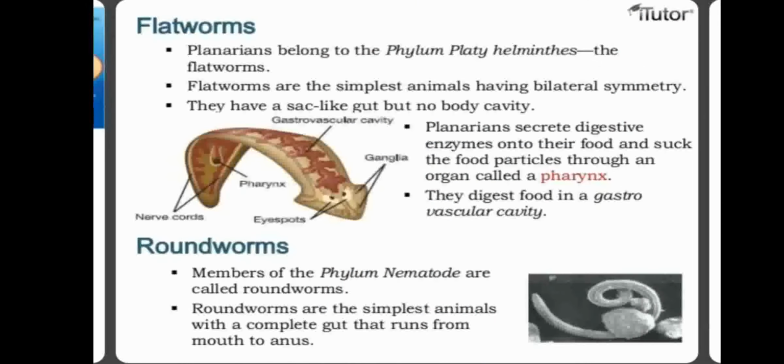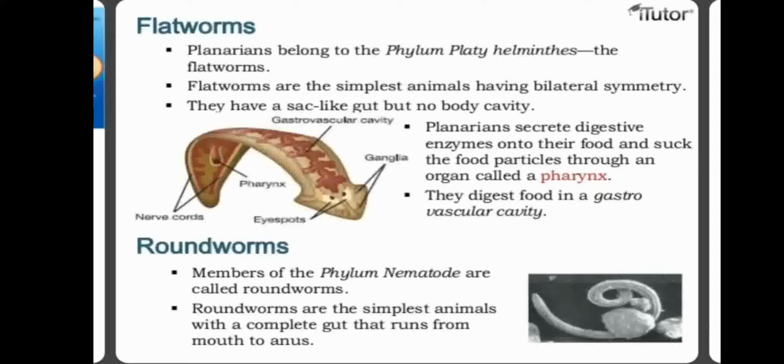Next phylum is Platyhelminthes. Flatworms are included in phylum Platyhelminthes. Flatworms are the simplest animals having bilateral symmetry. They have a sac-like gut but no body cavity, and they digest food in the gastrovascular cavity. Students, their digestive system has only one opening, which is used for both ingestion and egestion. Most organisms belonging to this phylum live as parasites on other animals. Parasites are those which cause various diseases.